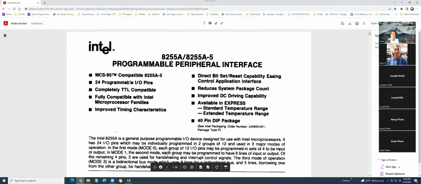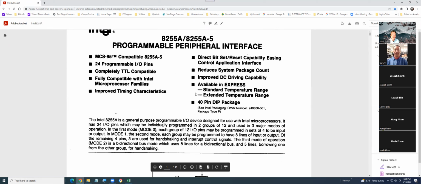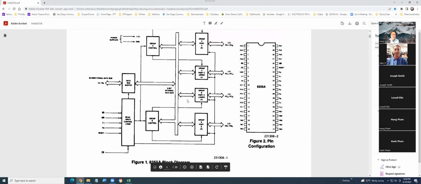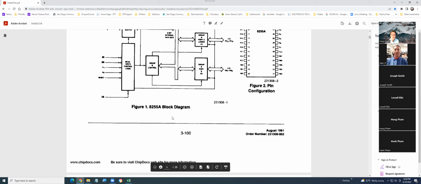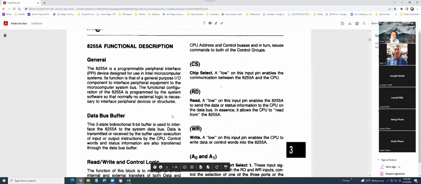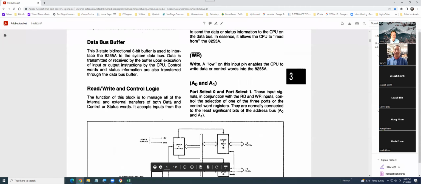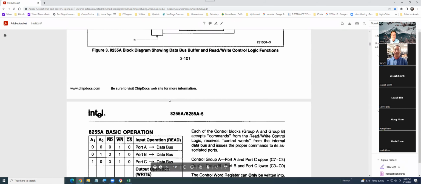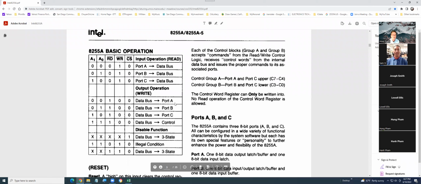Okay, so you can get into the IC made by Intel, the 8255. You can read whatever is here. This just shows the block diagram inside the IC, and we don't care about that. Now, this is the one you need to look into: basic operation.